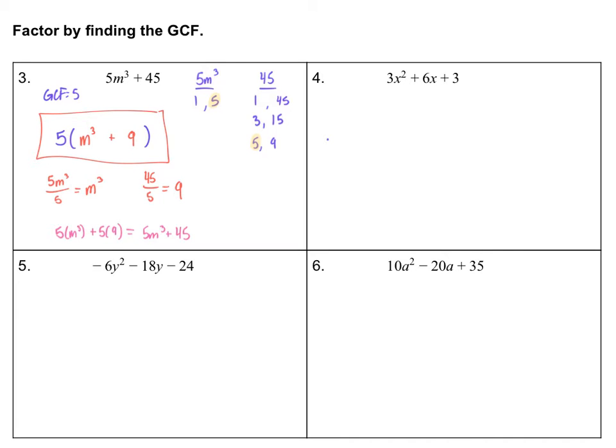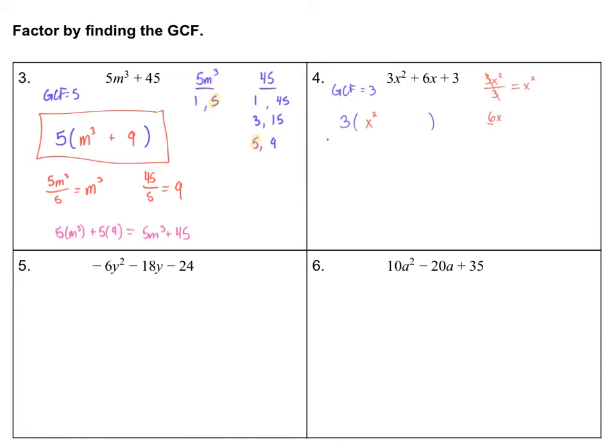I see the numbers 3, 6, and 3. So it kind of jumps out that my GCF is 3, since they're all divisible by 3. All right, now since the last 3 doesn't have an x, I don't have to worry about taking an x out. So I know it's going to be 3 times something in parentheses. So if I do 3x squared divided by 3, the 3's cancel, I get x squared. So that goes in my parentheses.